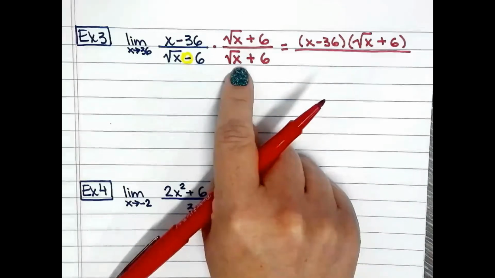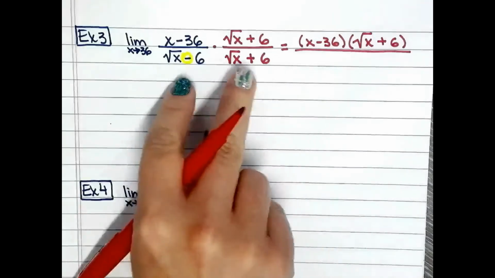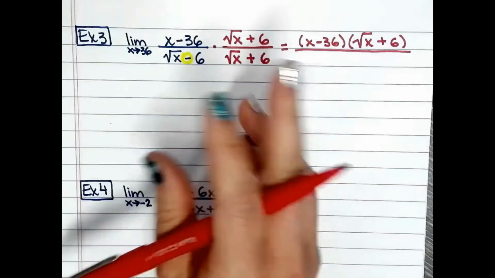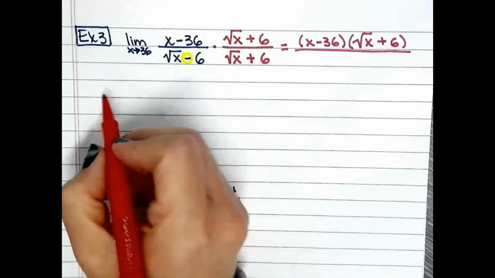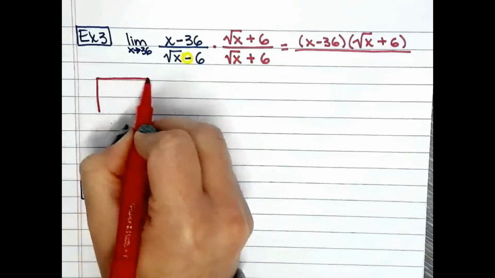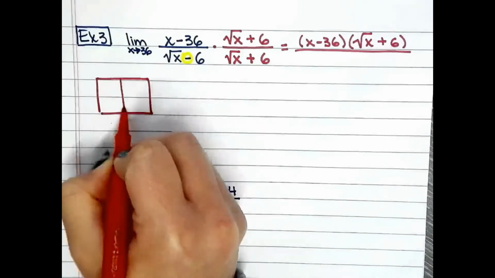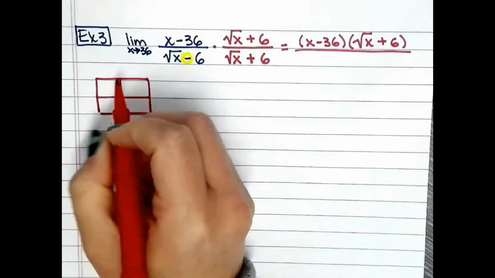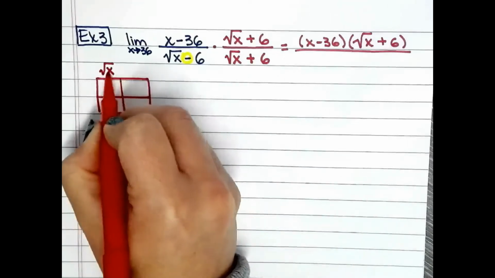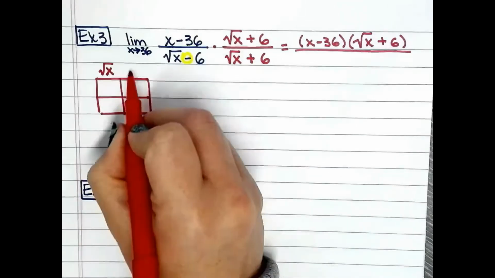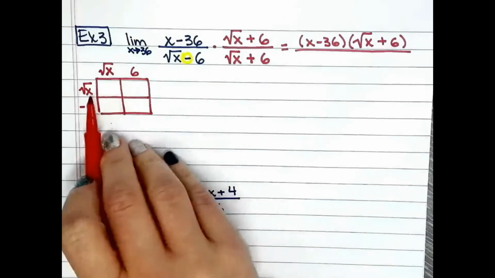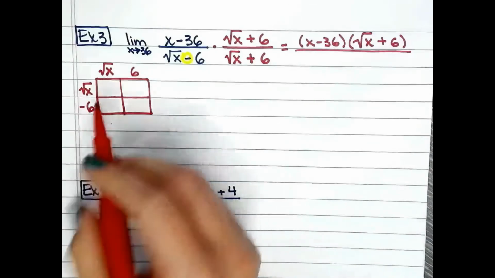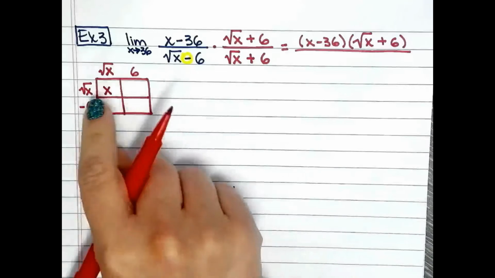But after you do a couple of them, you are going to come up with the rule or the shortcut, if you will, of how this thing works. But since it's the first time that you see it, I just want to show you how it mathematically makes sense. So square root of x, and then we have positive 6 here. Square root of x, we have negative 6 here. Square root of x times square root of x, you have x.